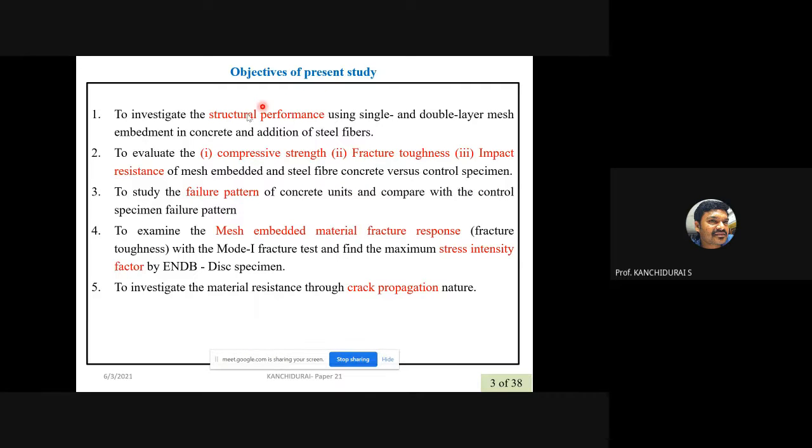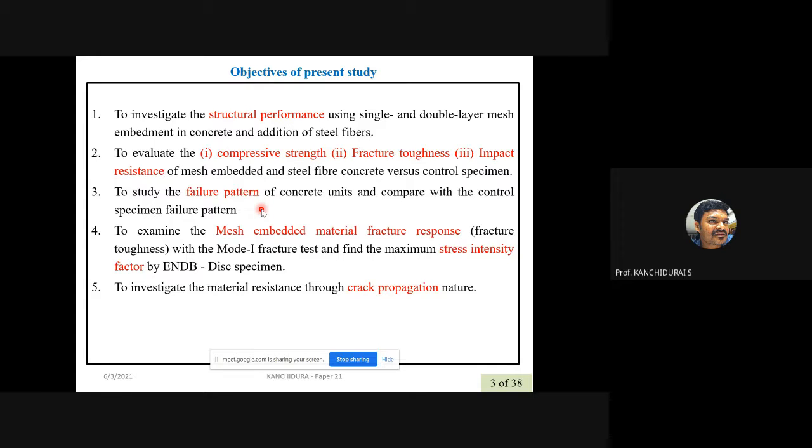My objective is to investigate the structural performance using single and double layer mesh embedment in concrete and the addition of steel fibers, to evaluate the compressive strength, fracture toughness, and impact resistance of the mesh embedded and steel fiber concrete versus the control specimen.